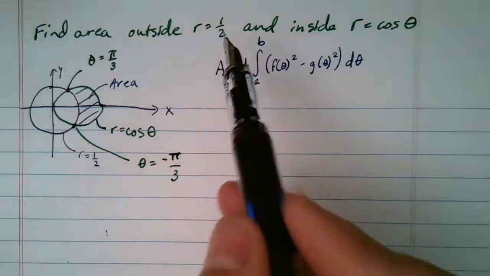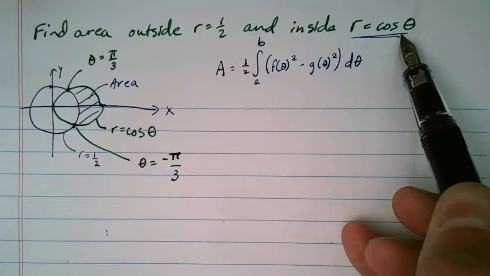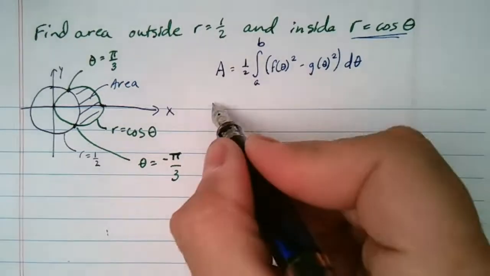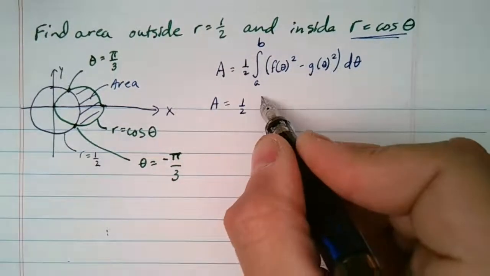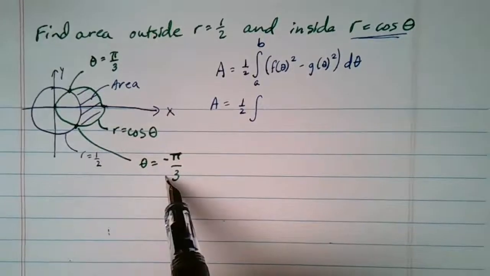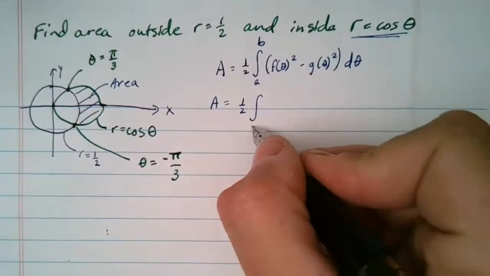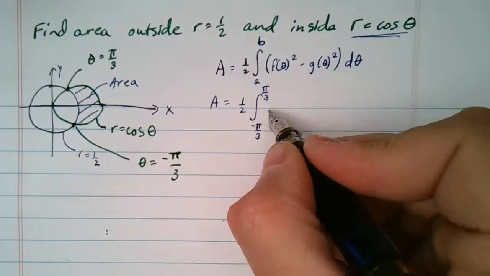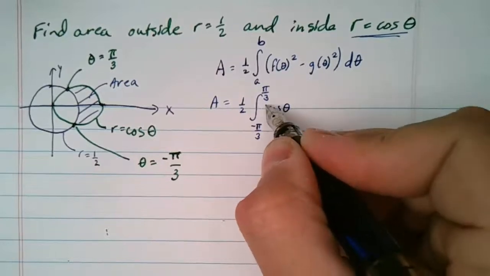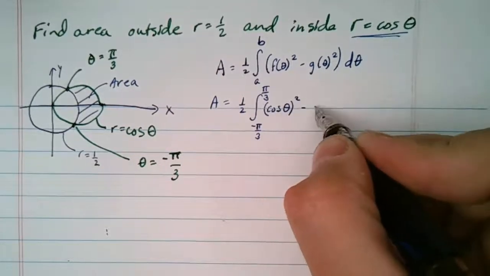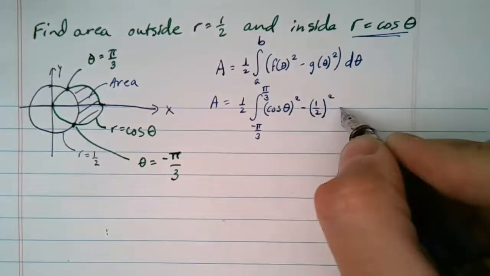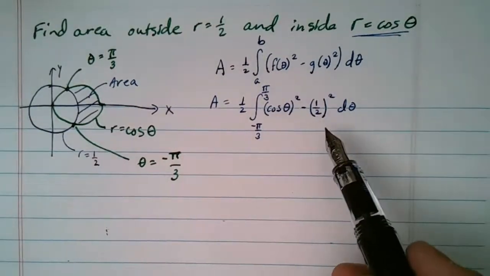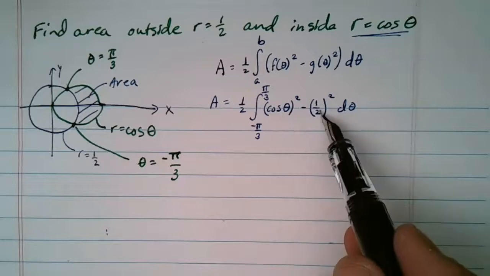Okay, so the outer radius is going to be r equals cosine theta, and the inner radius will be r equals 1/2. And so this becomes 1/2 integral, and we're integrating from negative pi by 3 to positive pi by 3, and it's going to be cosine theta squared minus 1/2 squared d theta. Okay, and so then what do? Well, that's just cosine squared, and that's just 1/4.